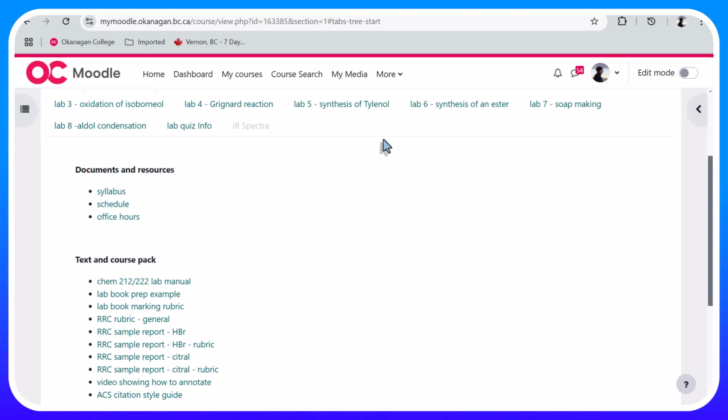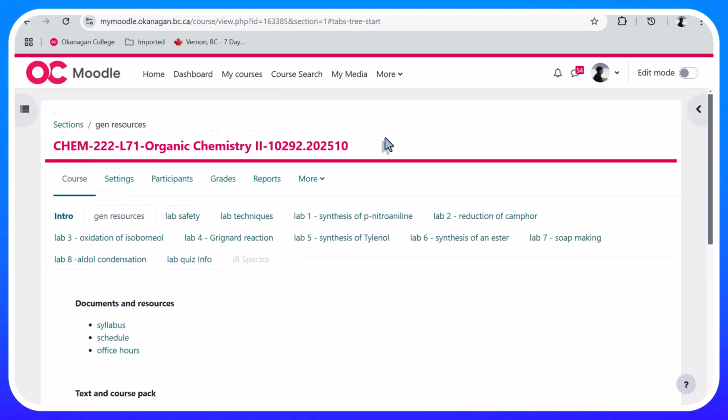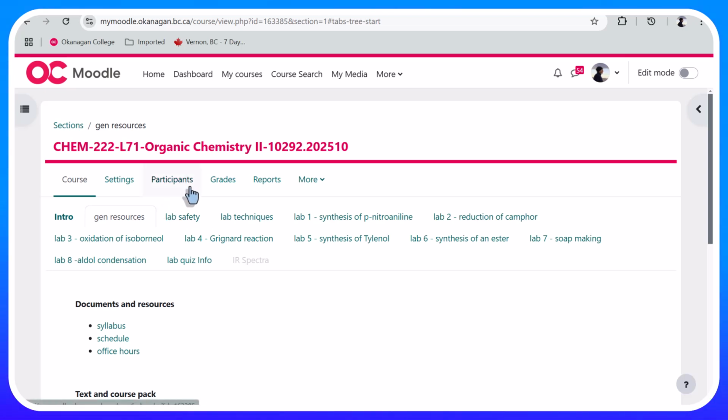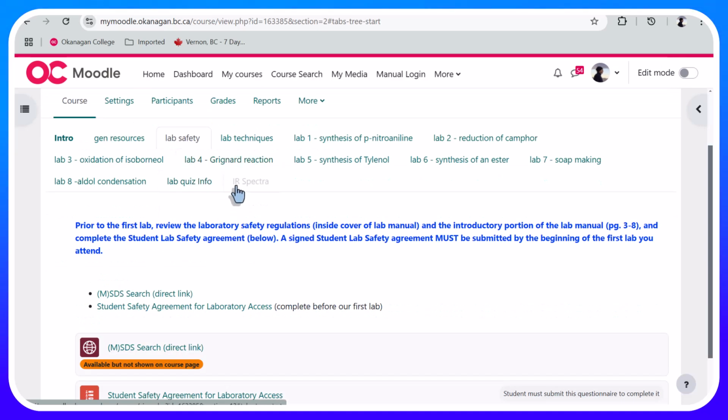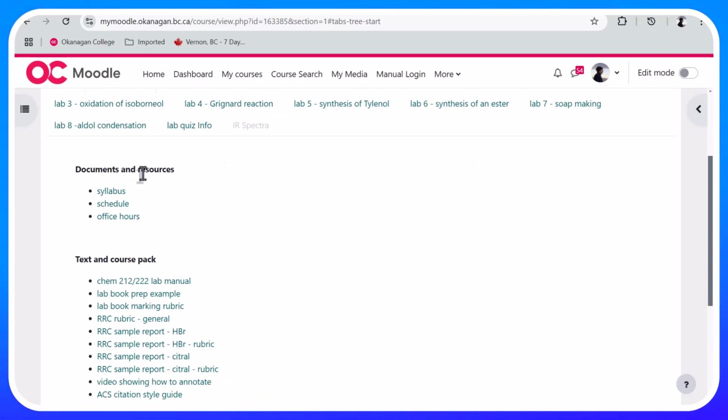So I'm currently looking at our Chem 222 lab page, and I'm looking under General Resources. Before I go on, I'd like to remind you that for the first lab, we have lab safety, and I once again ask you to complete the student safety agreement. It's the same agreement as last term, so kindly complete that before coming to the lab. Back to the general resources.